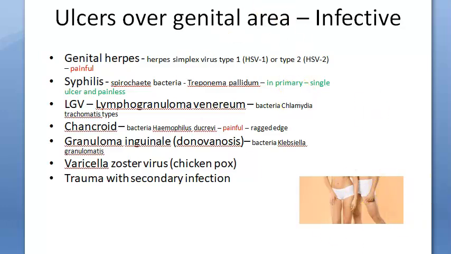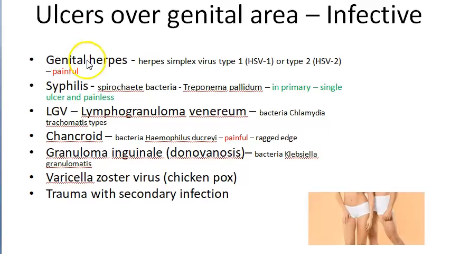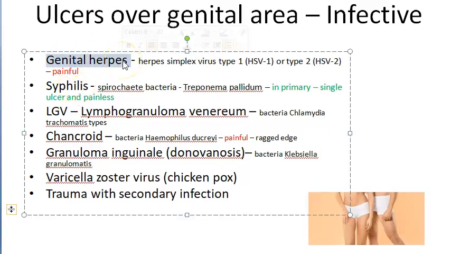Infective means some virus or bacteria is there, right? So the first thing that you have to write is genital herpes, caused by herpes simplex virus 1 and 2. This is going to leave painful lesions. So remember, painful ulcers will come in herpes, and painful ulcers will come in chancroid, which is caused by the bacteria Haemophilus ducreyi. These ulcers will also have some ragged edges, okay. So one is by virus, genital herpes, which is painful, and the chancroid, by bacteria Haemophilus ducreyi, which is also painful.